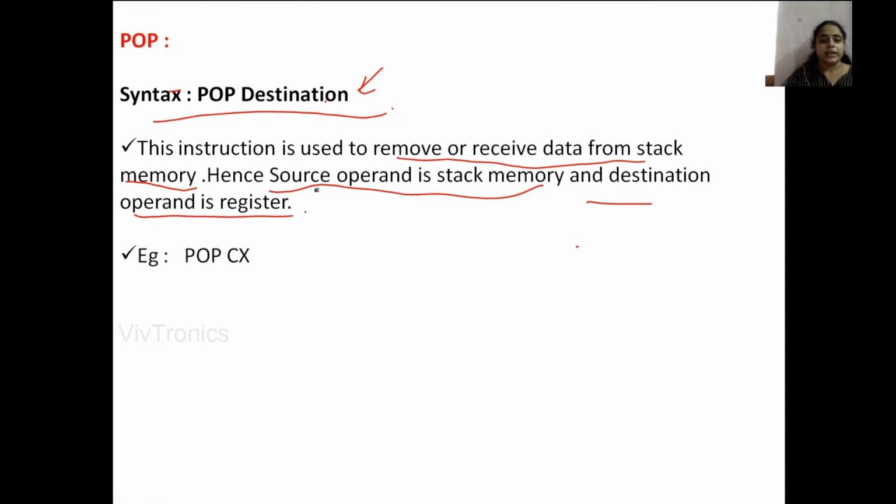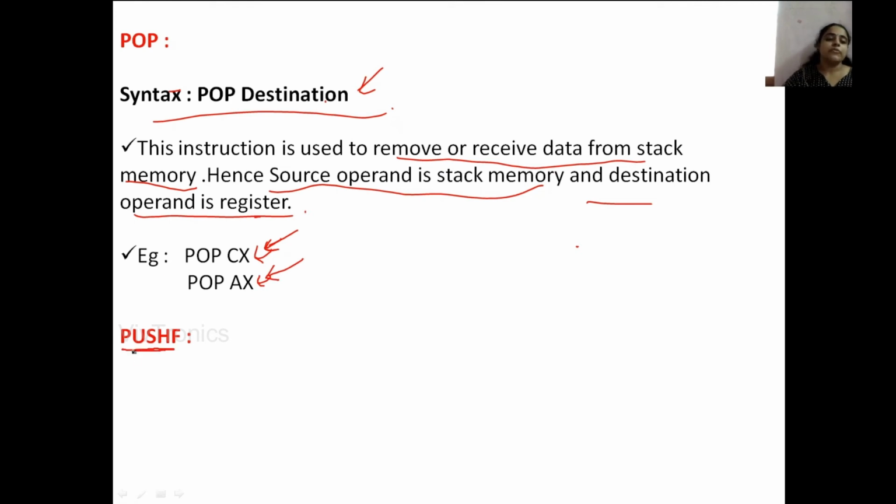Okay, and example for this is pop CX, pop AX, like this. So that means the data from stack memory is copied to CX register. Okay, the data from stack memory is copied to AX register here.